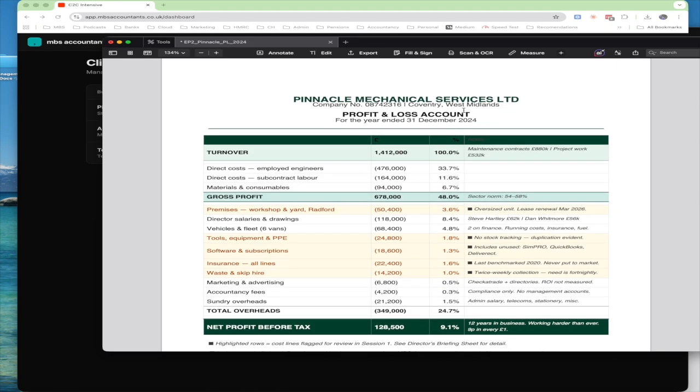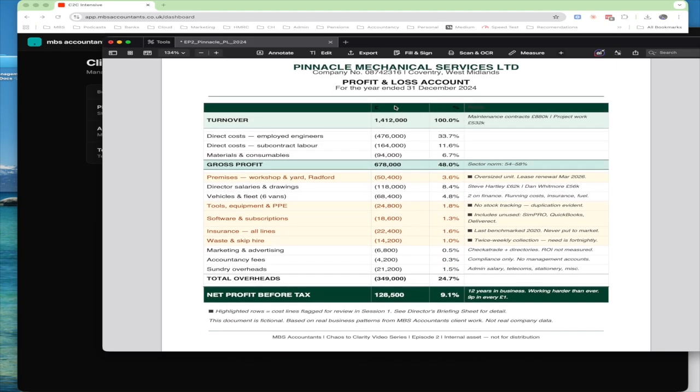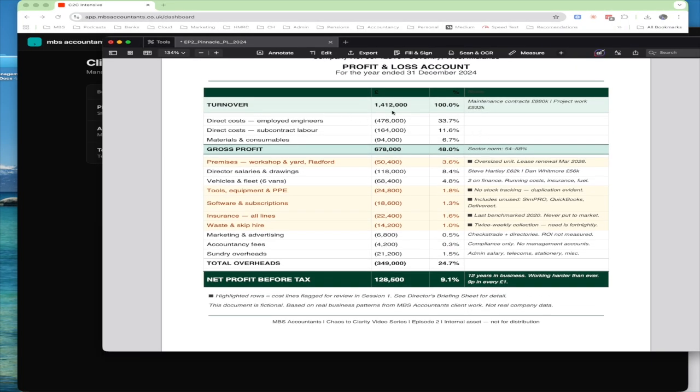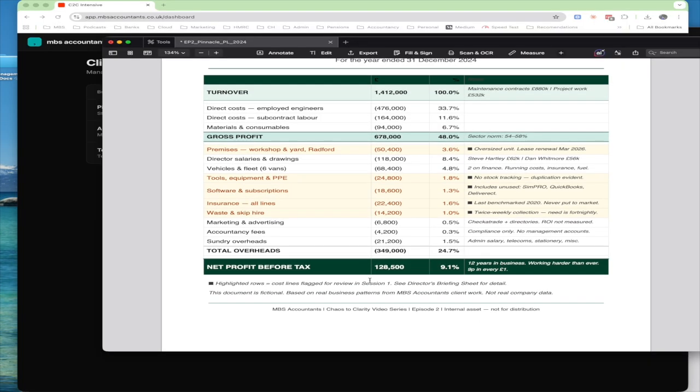Okay, so this is a quick view of the profit and loss account for the year ended December 24, the last set of accounts they had produced. You can see that 1.4 million turnover with 678,000 of GP, 48%, so a bit below the sector norm. Total running costs of 349 brings them in at 128,500, so 9%. So it's not brilliant, not ideal.